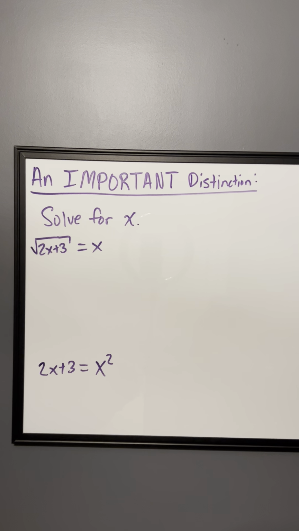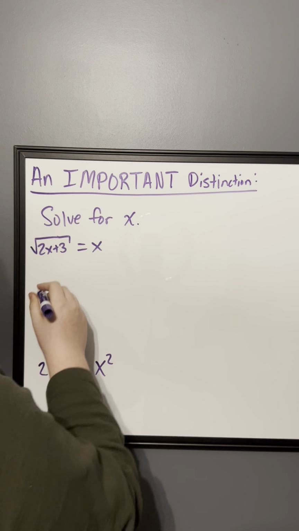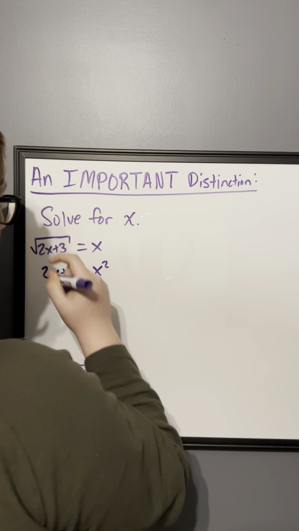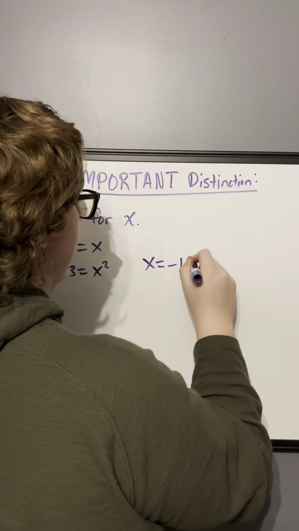All right, I want to make a very important distinction when we're working with square root equations. So I made a video on this exact question the other day. It says solve for x. So what we did was square both sides and we get 2x plus 3 is equal to x squared. And when we move everything to one side and factor, we get x is equal to negative 1 and 3.